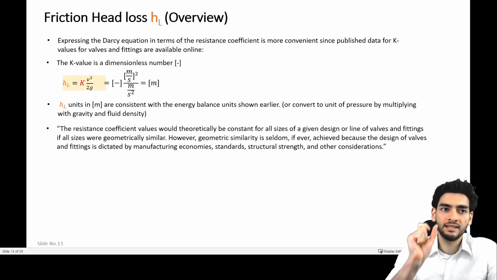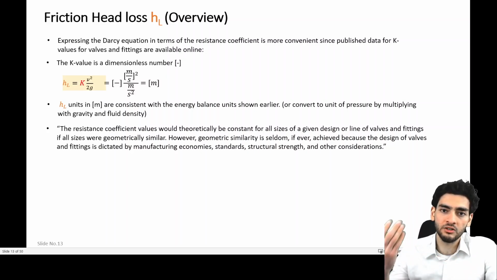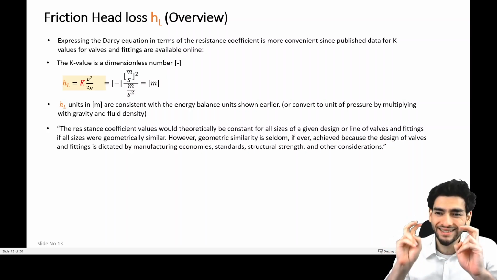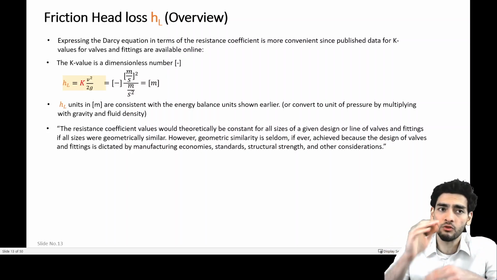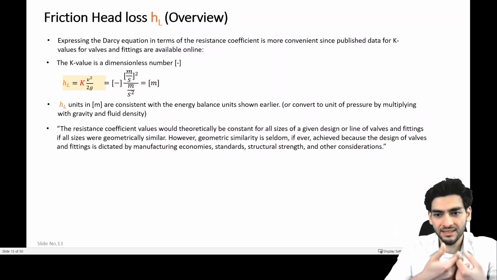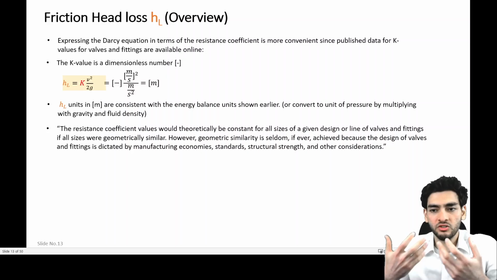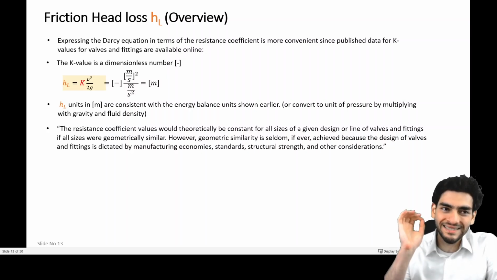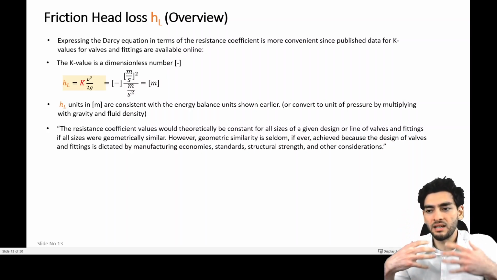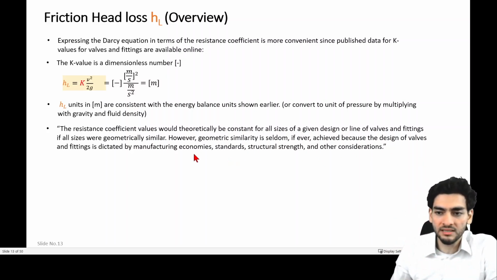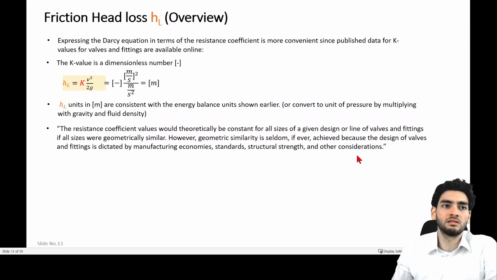And I want to highlight this particular paragraph from Crane's Handbook because I think it's important for you to know. And they state that the resistance coefficient values would theoretically be the same and constant for all sizes of a given design or line of valves and fittings, only if the sizes were geometrically similar. However, geometric similarity is seldom, if ever, achieved because the design of valves and fittings is dictated by manufacturing economies, standards, structural strength, and other considerations.